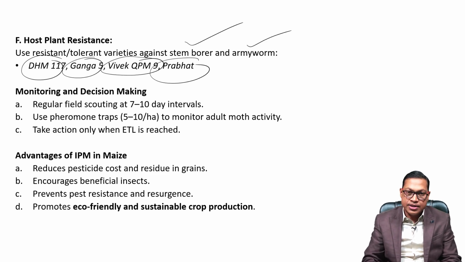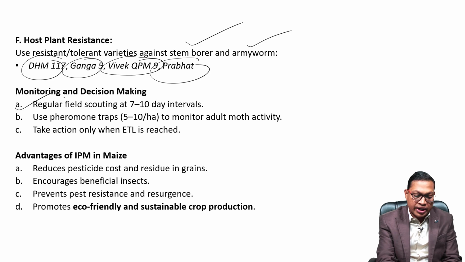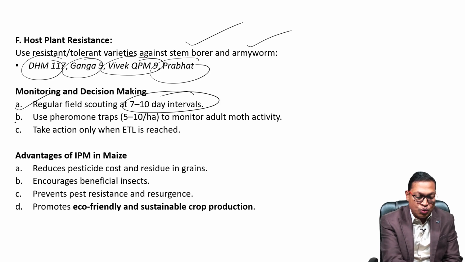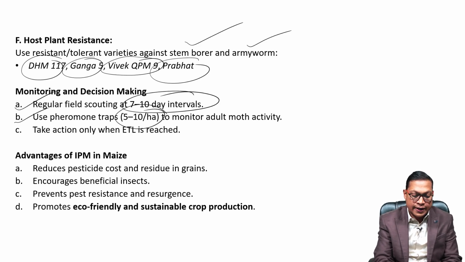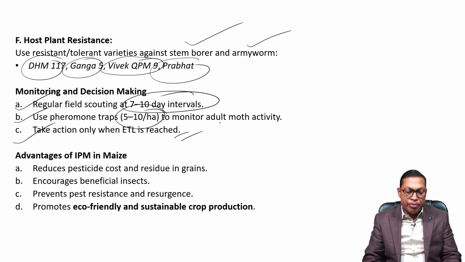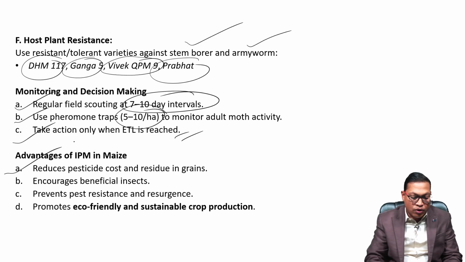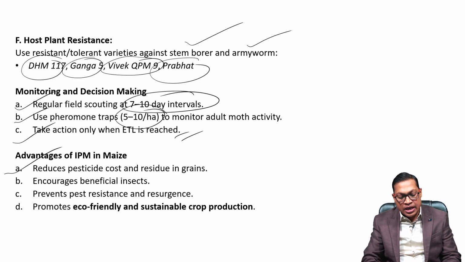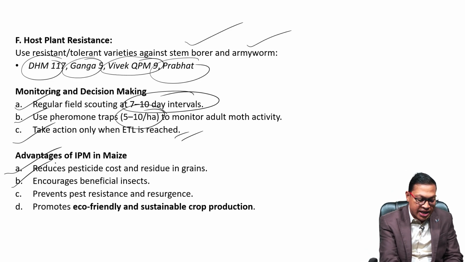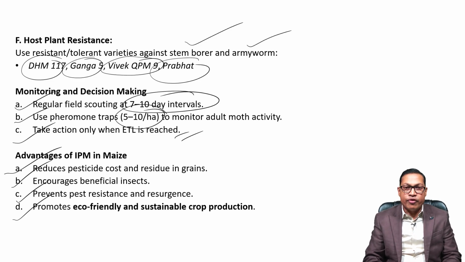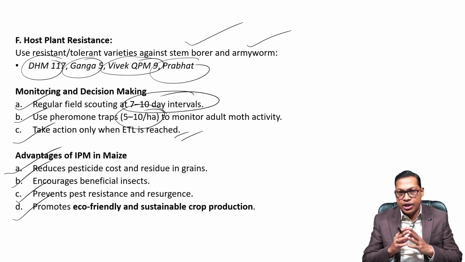So, monitoring and decision making is very important for using all these strategies, like regular field scouting at 7 to 10 day intervals, using pheromone traps 5 to 10 per hectare, and taking action only when ETL is reached. And the advantages of IPM in maize can be seen in reduced pesticide cost and residue in the grains, encouraging beneficial insects, preventing pest resistance and resurgence, and promoting eco-friendly and sustainable crop production. So, these are the different strategies in case of maize also.